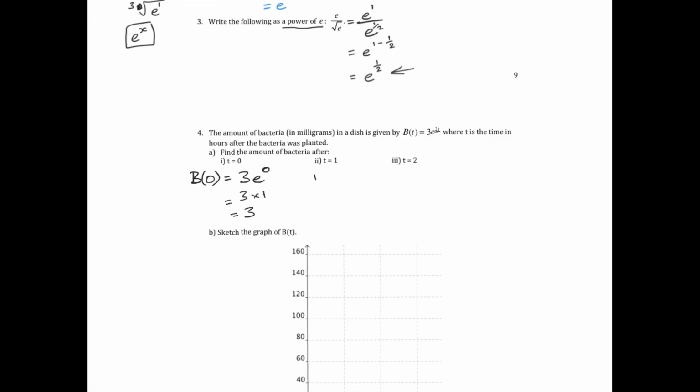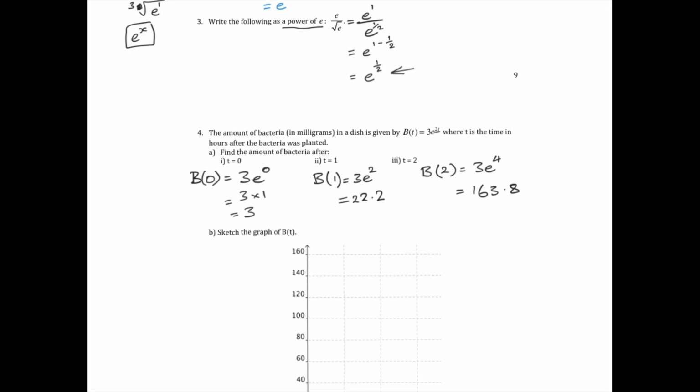Okay, B of 1 is 3e to the 2 times 1, which is 2. And now, given that we're going to have to graph that in a minute, I'd like it as a decimal. So put that in your calculator. 3 times e squared is about 22.2. And then when t is 2, B of 2 equals 3e to the 2 times 2, which is 4, so 163.8.